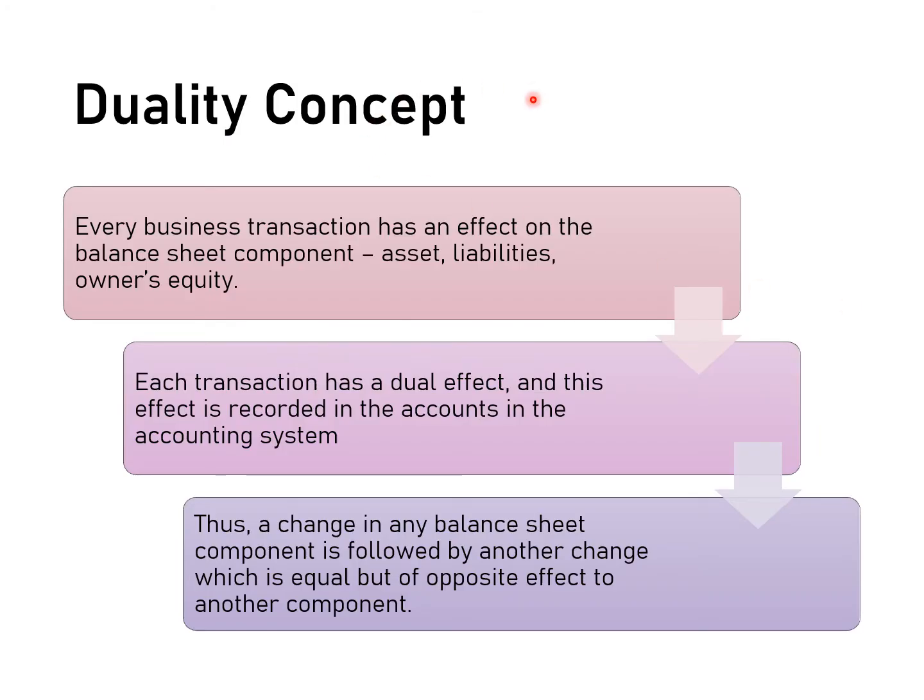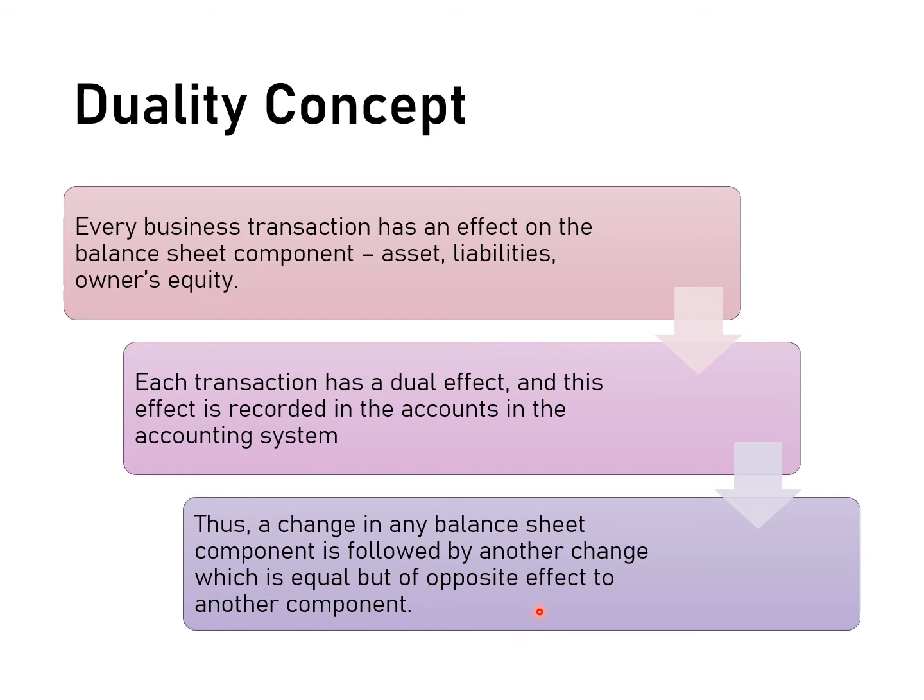We hold to the duality concept in accounting, where every business transaction must have an effect on the balance sheet components, which are asset, liability and owner's equity. I think many of you already know this, I've repeated it many times. We have a dual effect for every transaction. Every transaction has a dual effect, and this effect is recorded in the accounts in the accounting system. Thus, any change in a balance sheet component is followed by another change of equal but opposite effect in another component. So every change will be followed by another change with an opposite effect.